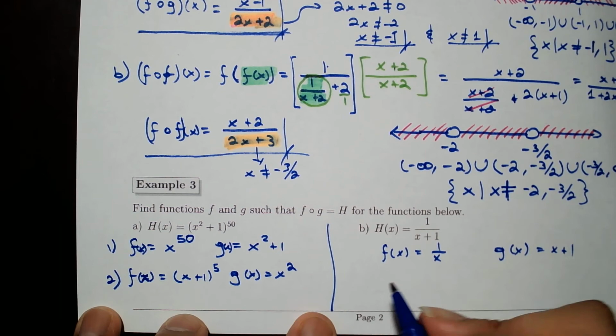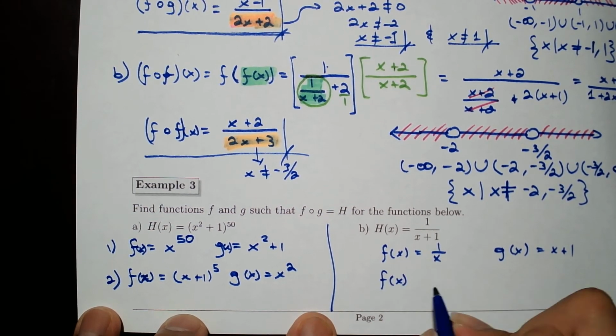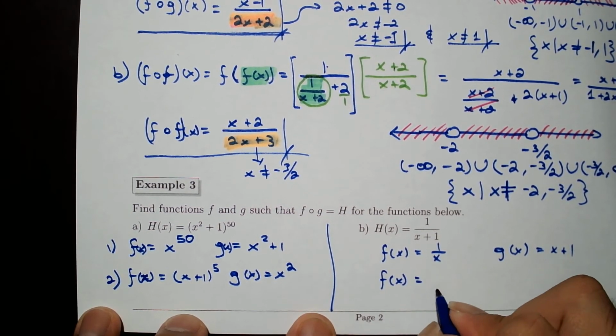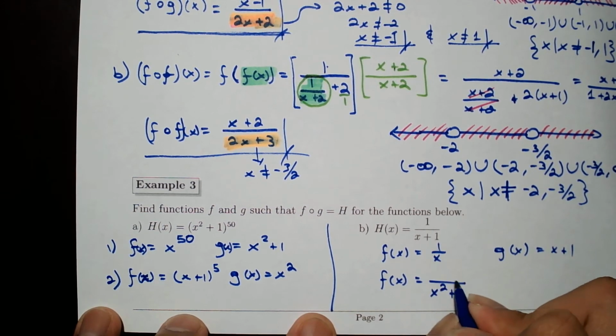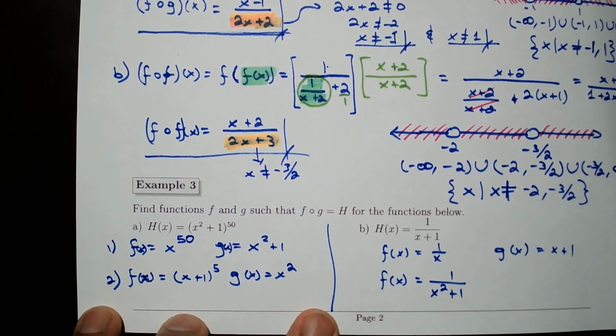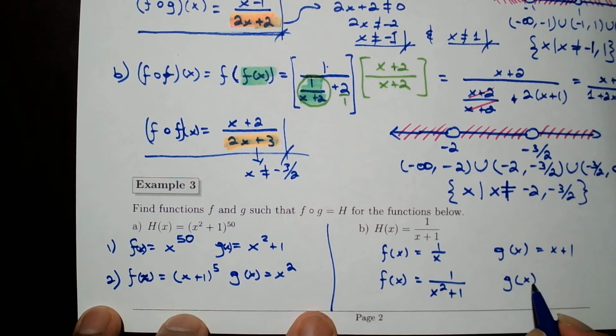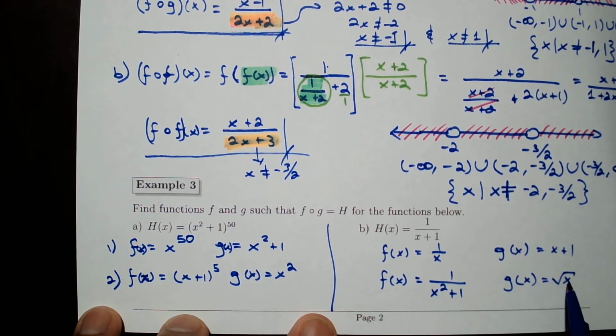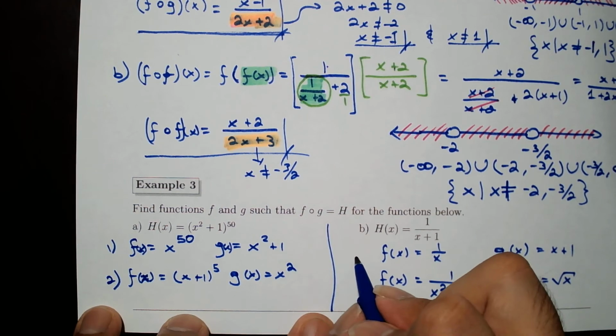Another possibility could be f of x being, for example, 1 over x squared plus 1. And well, we need to turn this x squared into simply x. We can do that by saying g of x equals the square root of x, because what happens if you input the square root of x inside of x squared? The radical cancels with the power, leaving us with just the x as what we have here.